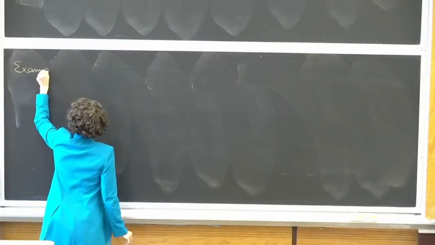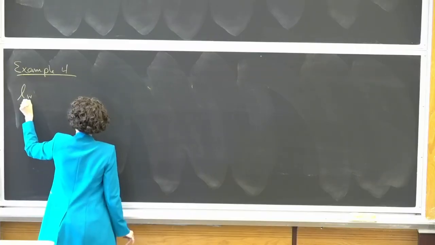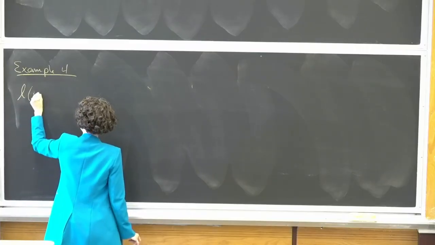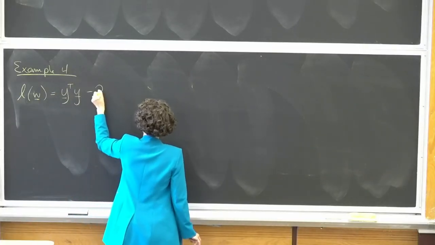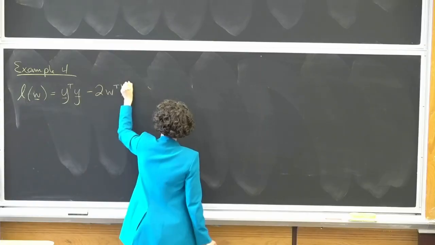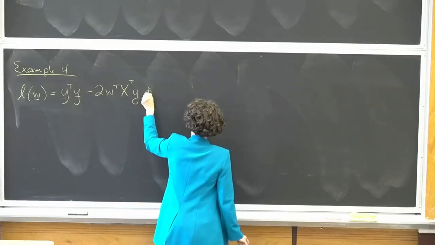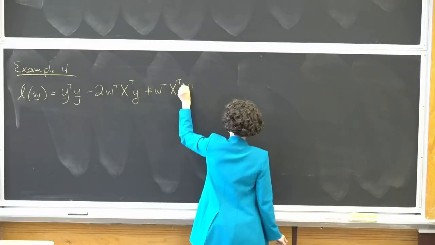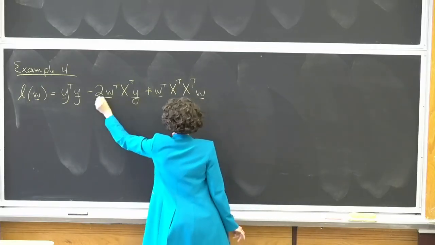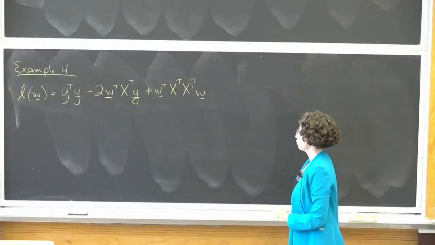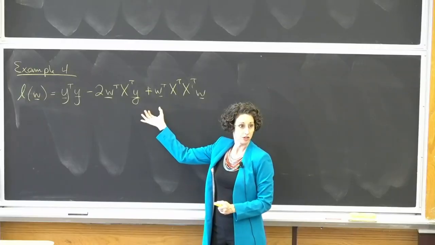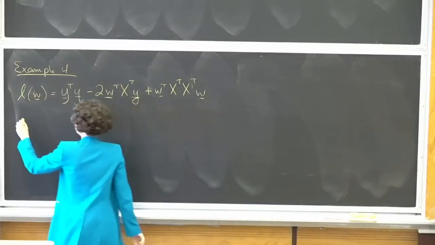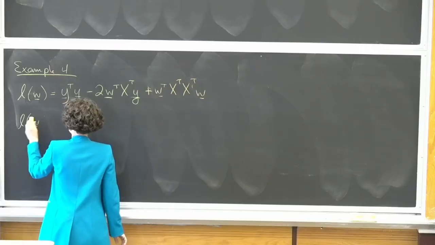So our final example: my loss as a function of W is equal to Y transpose Y minus 2W transpose X transpose Y plus W transpose X transpose X W. Okay, so we want to compute the gradient of this function, which, if you recall, is our least squares loss function, right? And now we can put all the pieces that we have together.